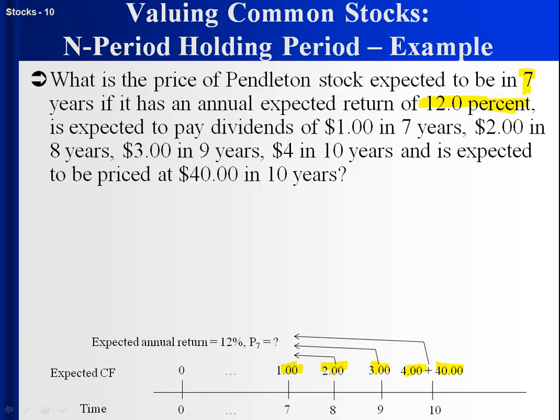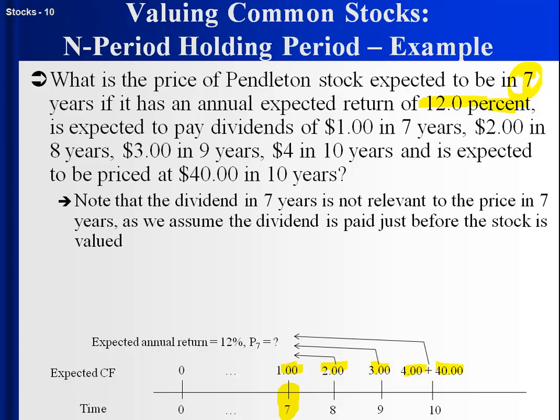So again, we take our time machine. We want to know what the price is expected to be in 7 years, so this is where we take our time machine. And again, remember, we're going to get out in the afternoon, so that $1 dividend isn't relevant.